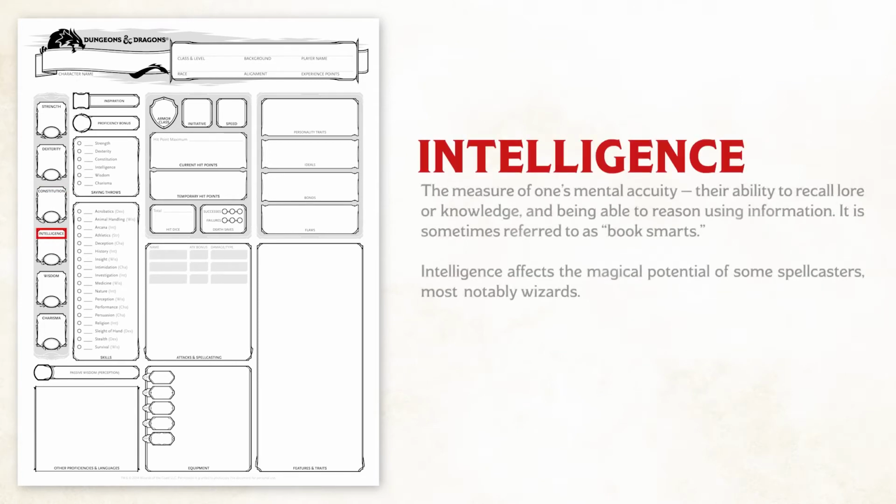Intelligence, the measure of one's mental acuity, their ability to recall lore or knowledge, and being able to reason using information. It is sometimes referred to as book smarts. Intelligence affects the magical potential of some spellcasters, most notably wizards.